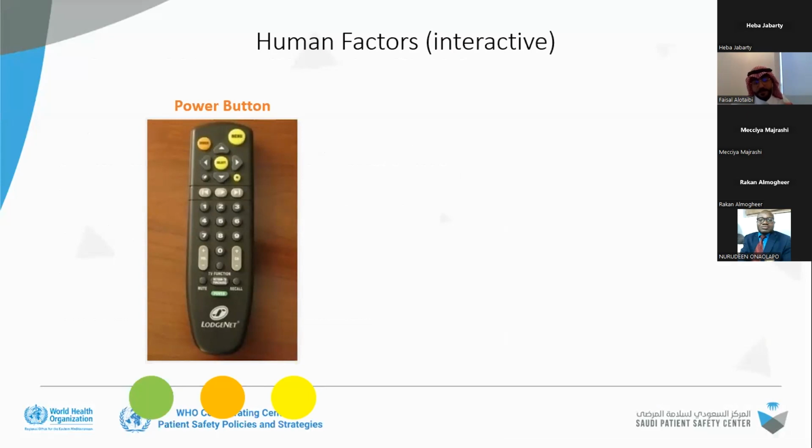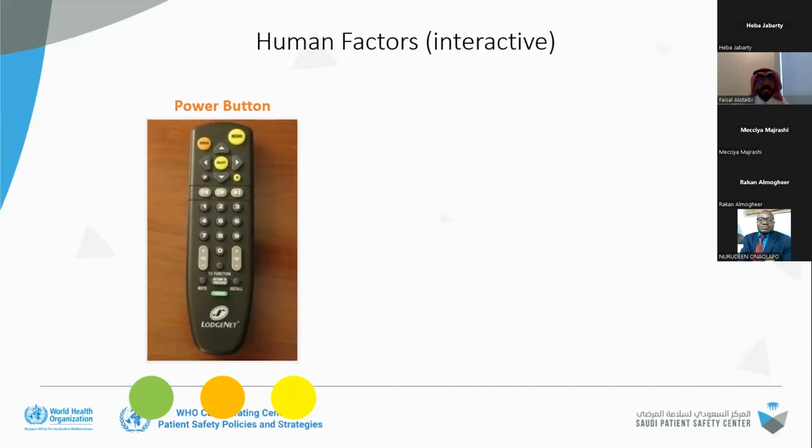Which button is the power button? Is it the green? Is it the orange or the yellow? Is it the orange? Written with the power. Okay, so is it orange or yellow or green? The right answer is the green, which is written the power button.